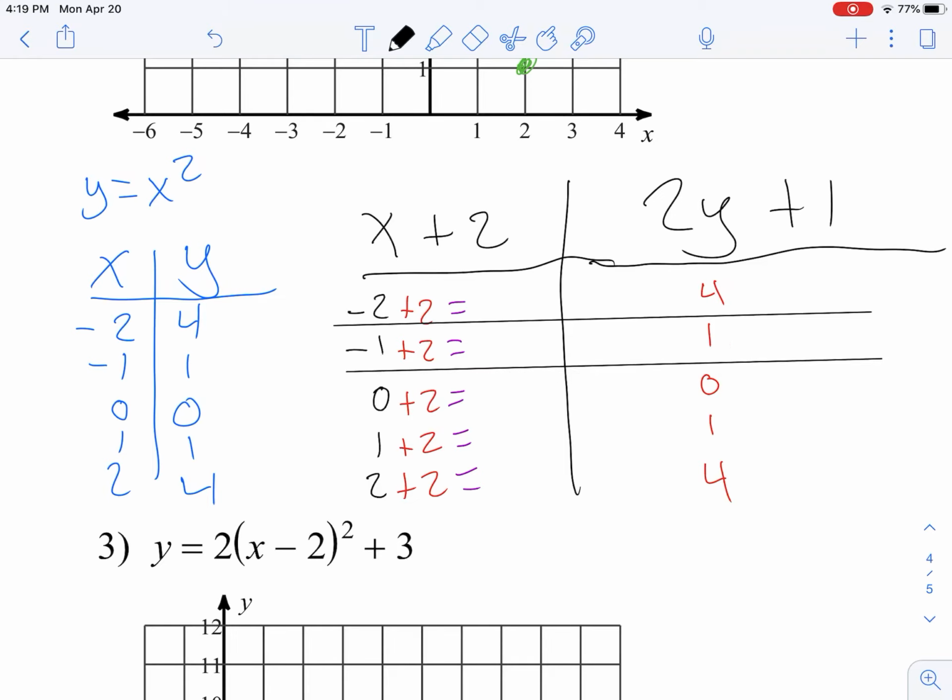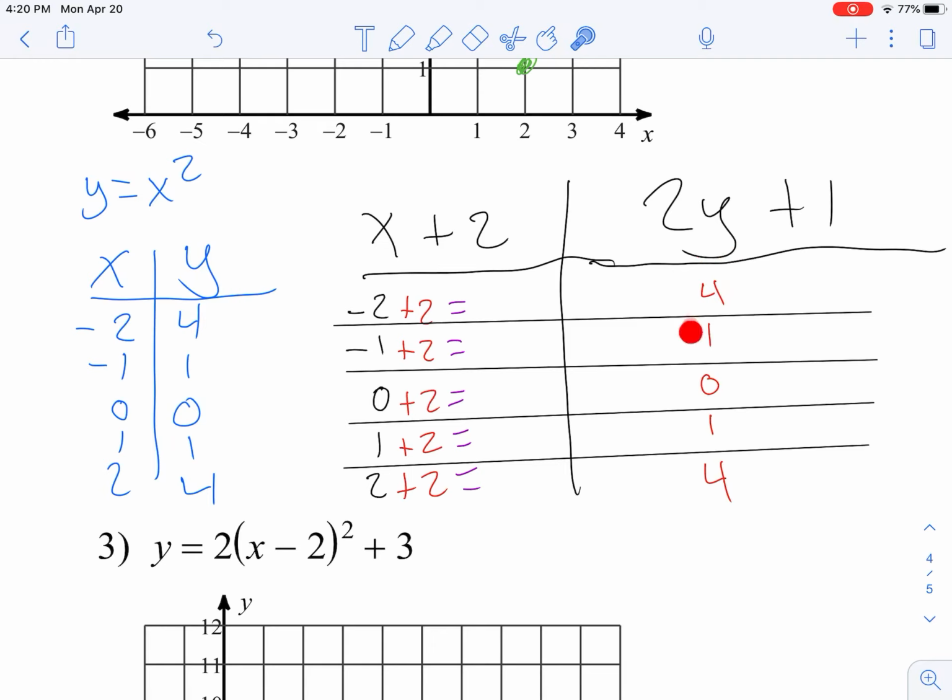Let me try and organize this. If we were in class, I'd probably try and come up with some clever organization tool so that we could keep track of this. So in red, all of my y values I took from right here. They're being multiplied with 2. So 2 times all those things. And then they're having a 1 added on at the end.